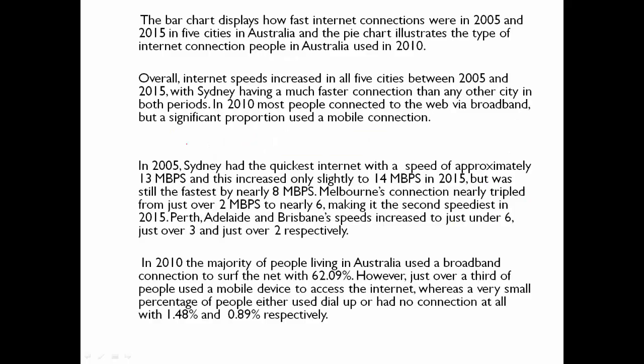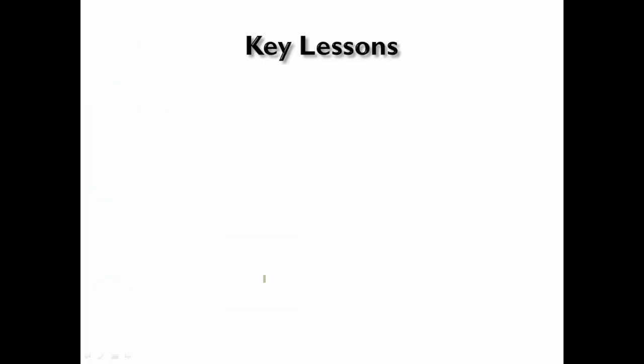So if we put it all together, you can pause the video and read this, but let me just briefly go through it. We introduce both graphs in the introduction in 1 sentence. We take 1 or 2 key features from both graphs and we put them in the overview. Then this is the first graph, a bar chart. We explain the most significant features in more detail. And then this is our pie chart, the second type of graph, and we include the significant features in more detail in that. So let's look at some key lessons to take from this module.